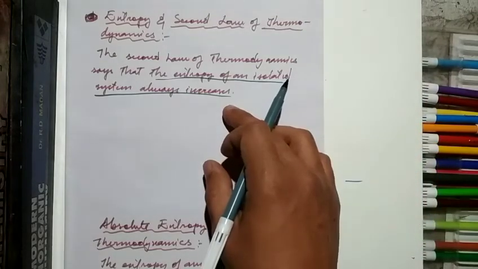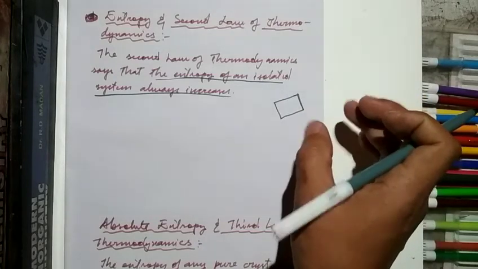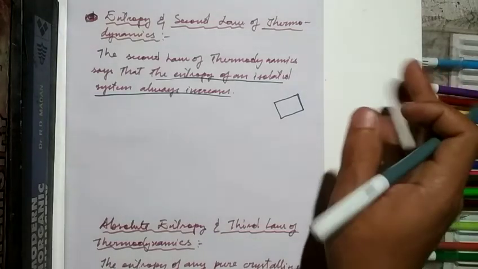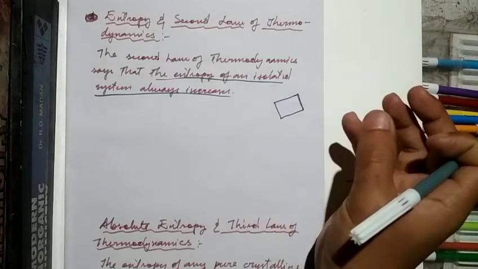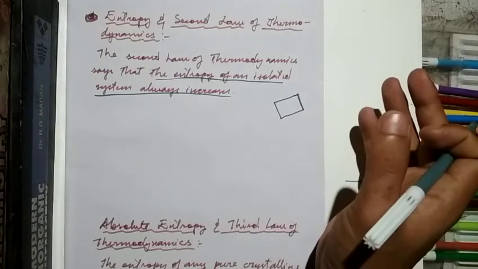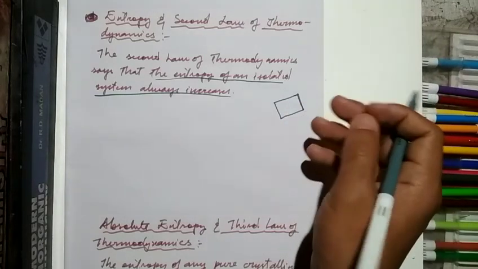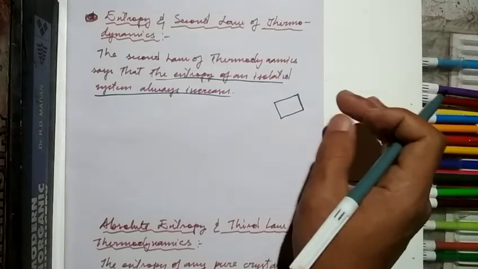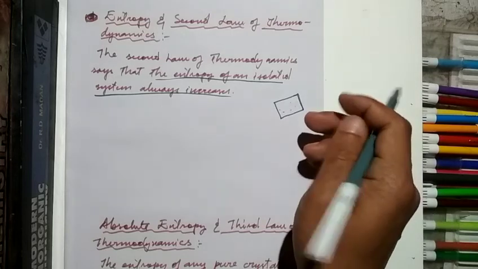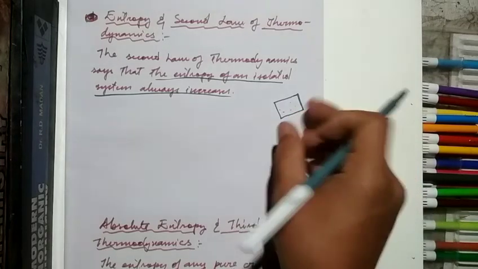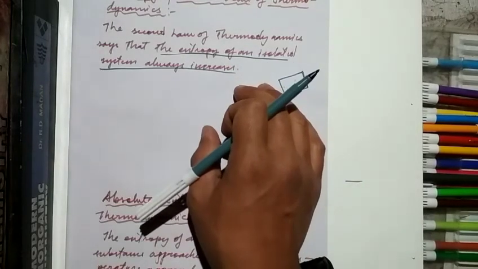Let's take an example of a room. If you leave the room for some days, let's say weeks, the room will become untidy and you will find dirt around. When you come back, you have to clean and tidy the room. When you leave that room for weeks, that means entropy increases in that room, that means randomness increases. And when you clean it, entropy decreases. Likewise, the entropy of an isolated system increases.